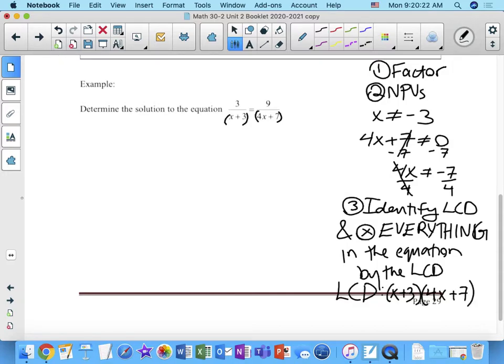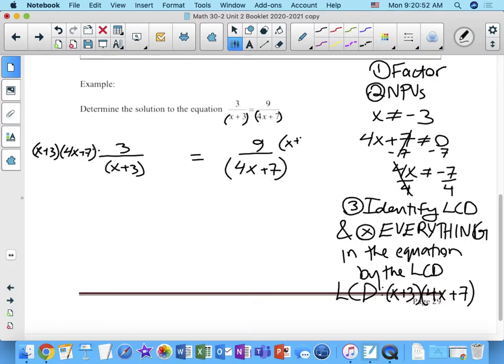Okay? So I'm going to spread it out, give yourself some room. 3 over x plus 3 equals 9 over 4x plus 7. I'm going to multiply this side by x plus 3 times 4x plus 7, and I'm going to multiply this side by x plus 3 times 4x plus 7.